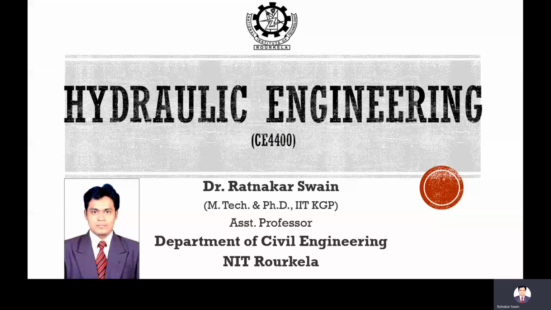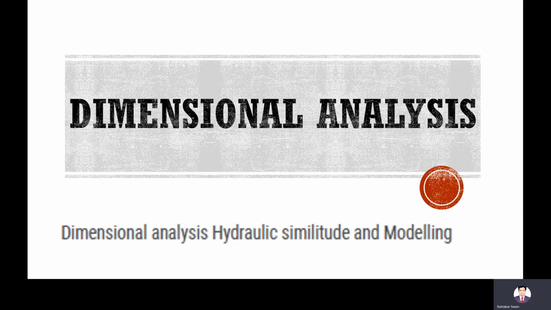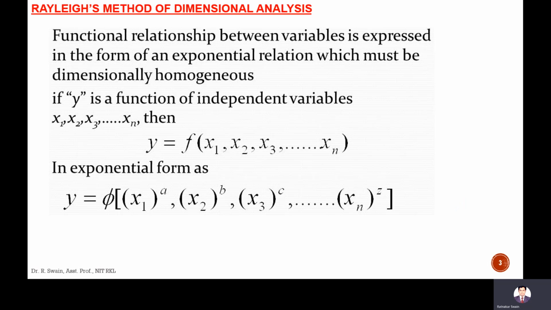Hello dear students, in this subject hydraulic engineering, today I'll continue the chapter that is dimensional analysis. In the last class we discussed the use and the concept of dimensional analysis, why it is used and how it is used. One method that we discussed was the Buckingham Pi method, and in today's class we will discuss Rayleigh's method, the next and last method of dimensional analysis.